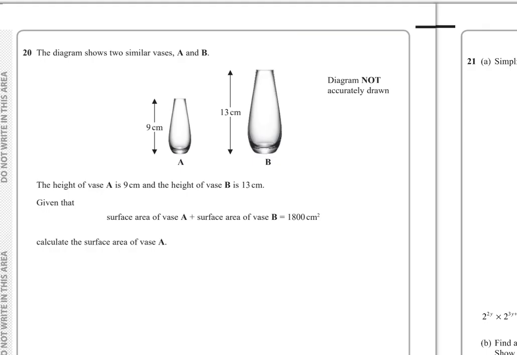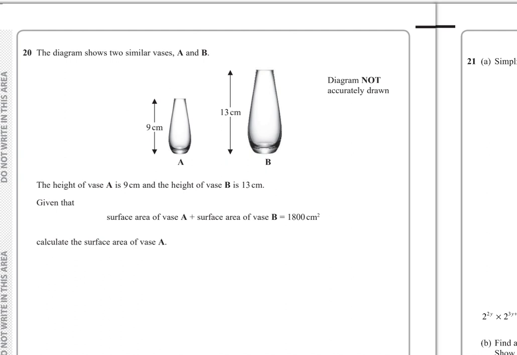20. The diagram shows two similar vases A and B. The height of vase A is 9 cm and the height of vase B is 13 cm. Given that the surface area of vase A plus the surface area of vase B is 1800, calculate the surface area of vase A.